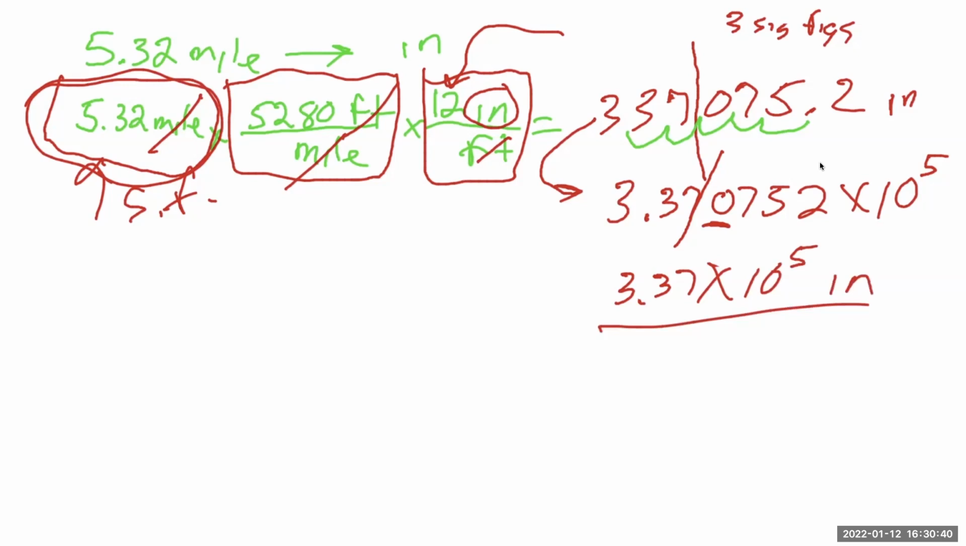Okay. So whenever you're confused about where to put zeros, if you don't have enough for significant figures, just put it in scientific notation and it's so much easier. Much easier to do it that way. Can you just count 3 of them? Okay. Yes.